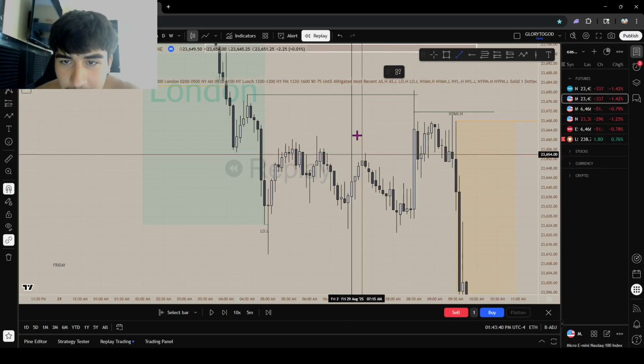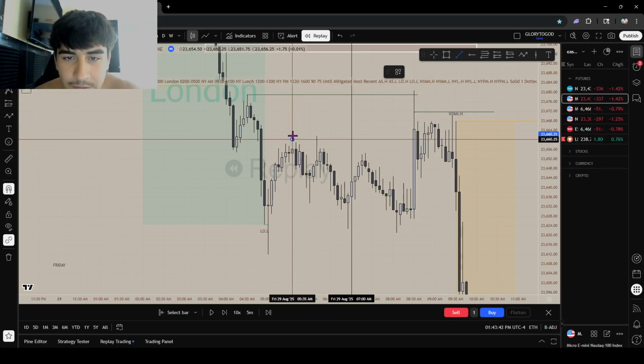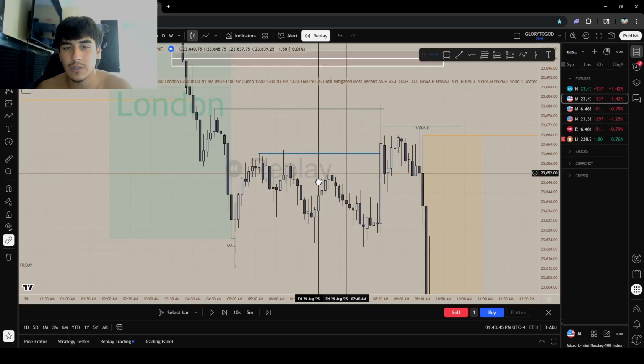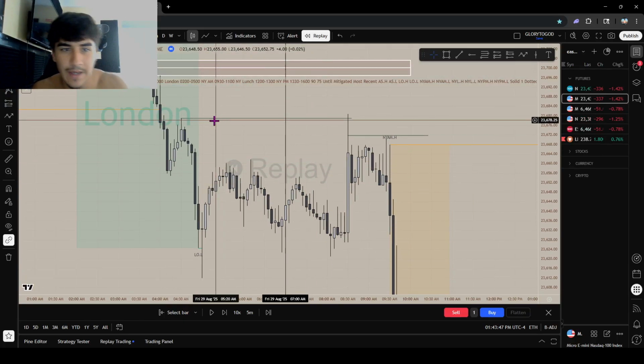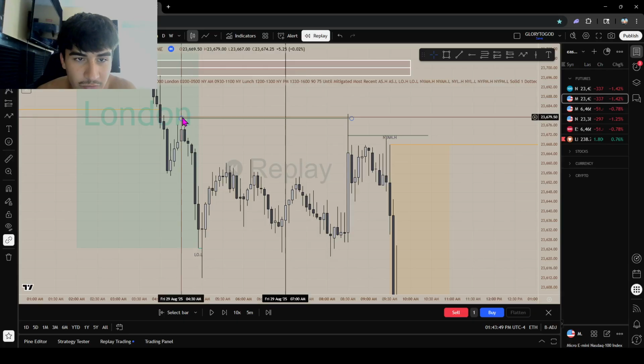We know that there are relative equal highs here, here, here, here, here. These are all relative equal highs. This is all buy side liquidity. And the high that formed all of this is right here. It was during the London session.